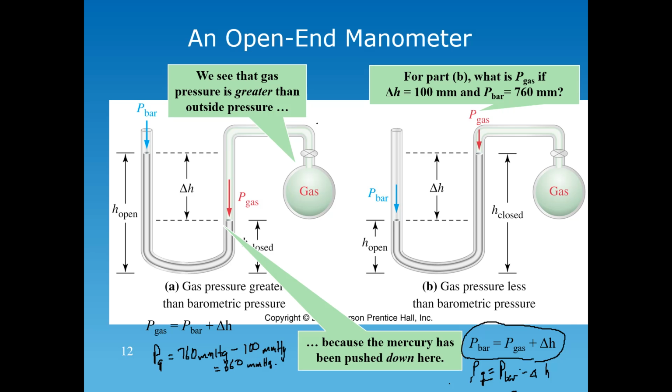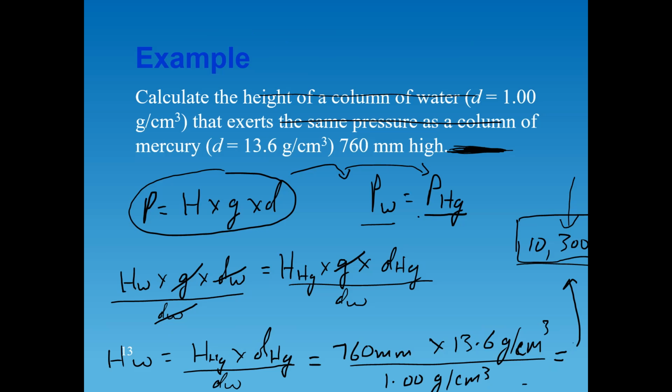All right, okay, we're going to stop here. Oh, actually, let me continue to this one. So this is a very important example because this demonstrates why mercury is the liquid of choice when it comes to instruments such as barometers and manometers. Okay, so this question here, let me see if I can erase some of this stuff here.